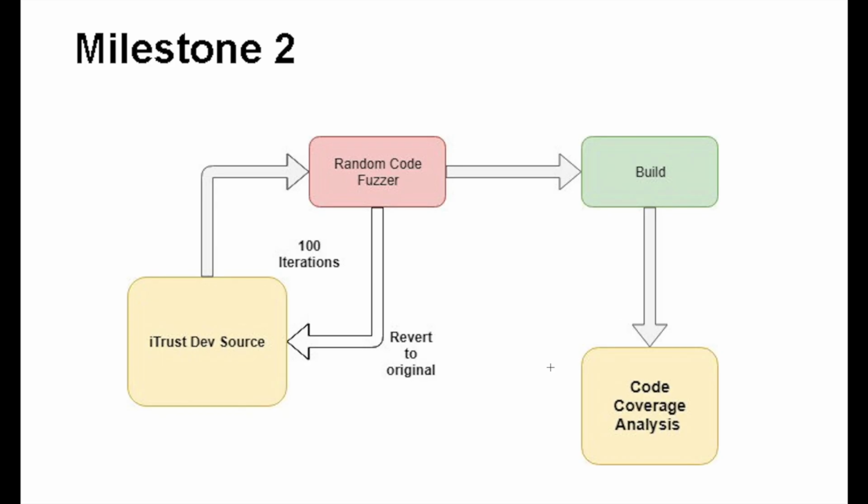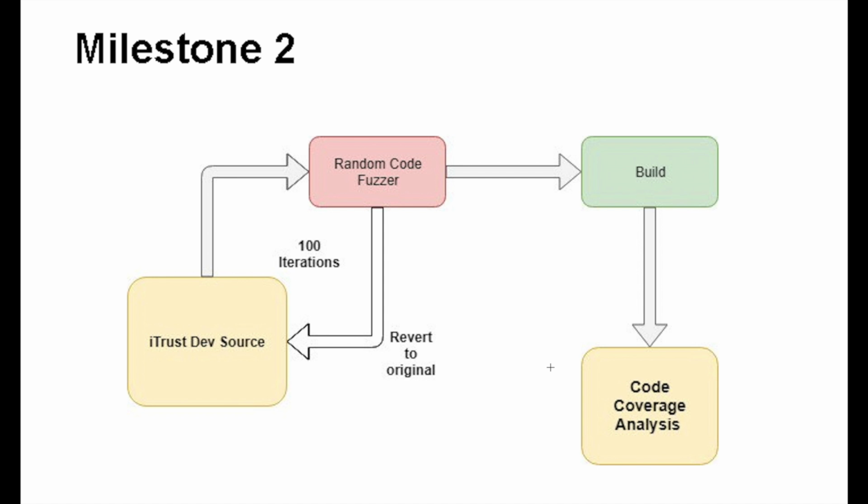For the iTrust, we wrote fuzzer code which modified the original iTrust code and built again on it, and it did the same thing 100 times, and finally we generated a test prioritization report which told which tests took the most amount of time and which tests had the most failure rate.